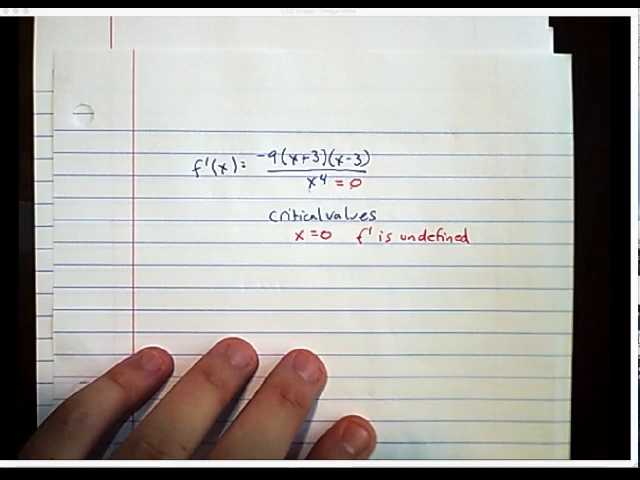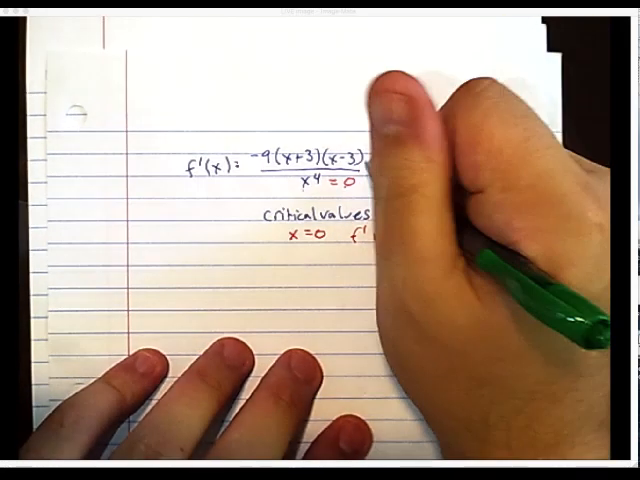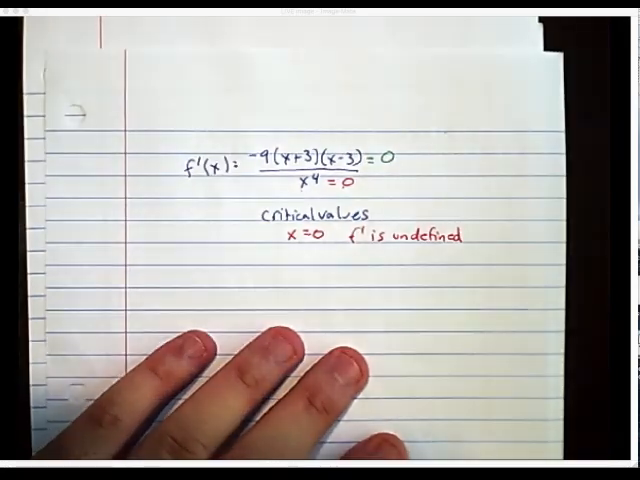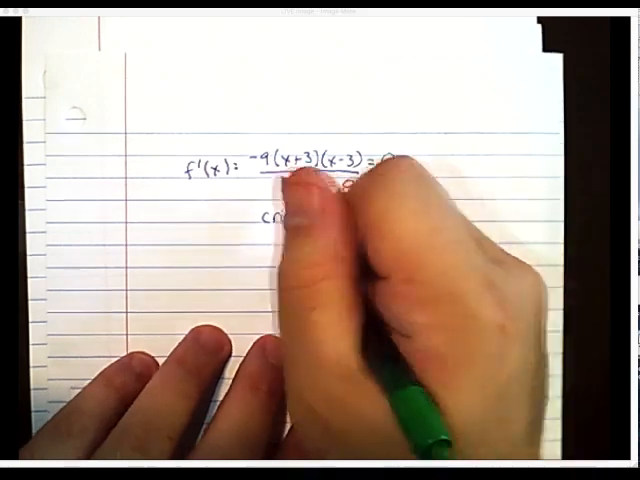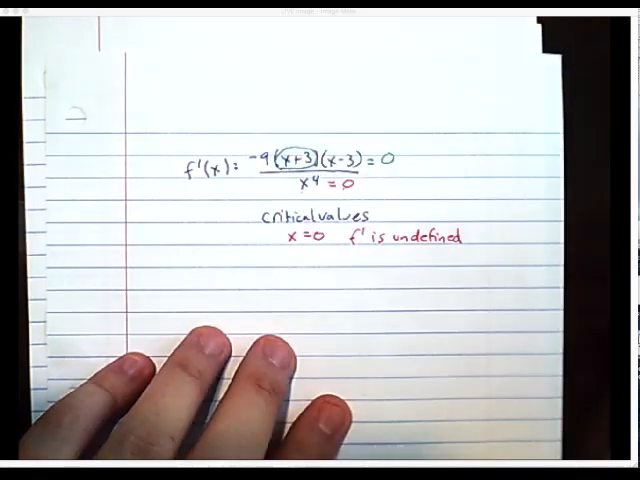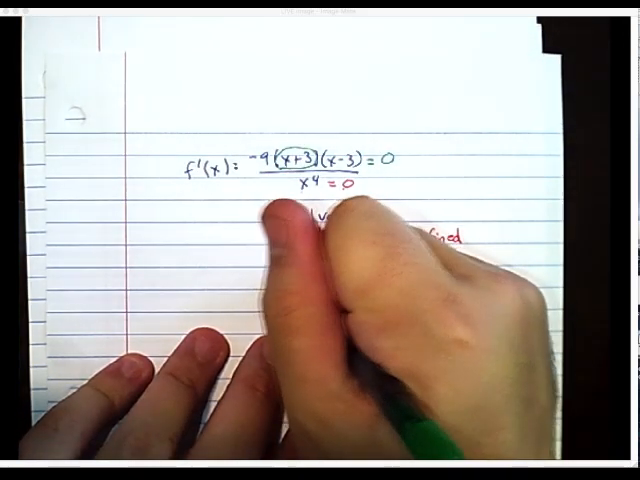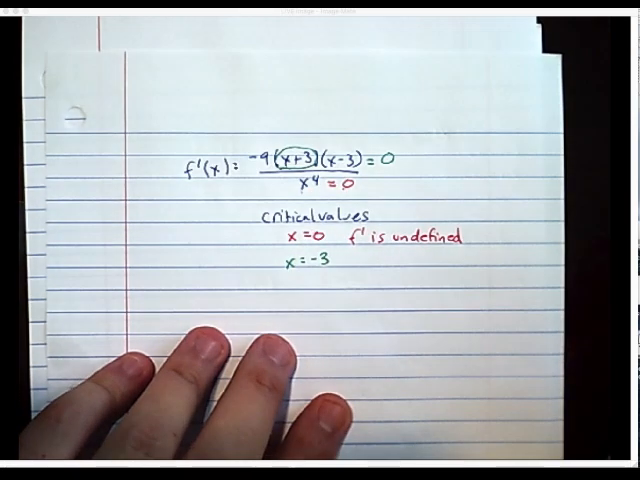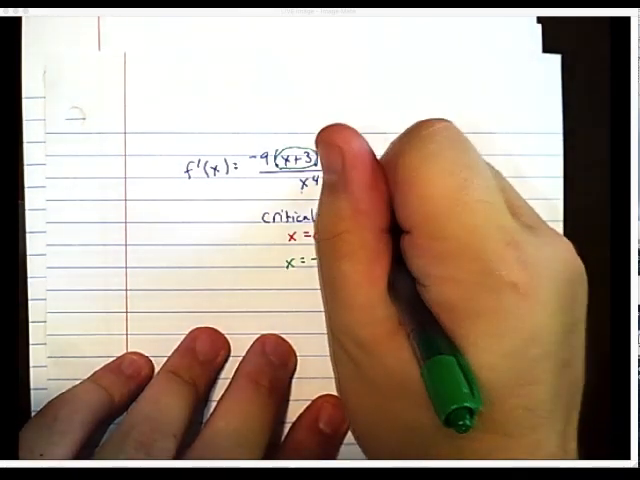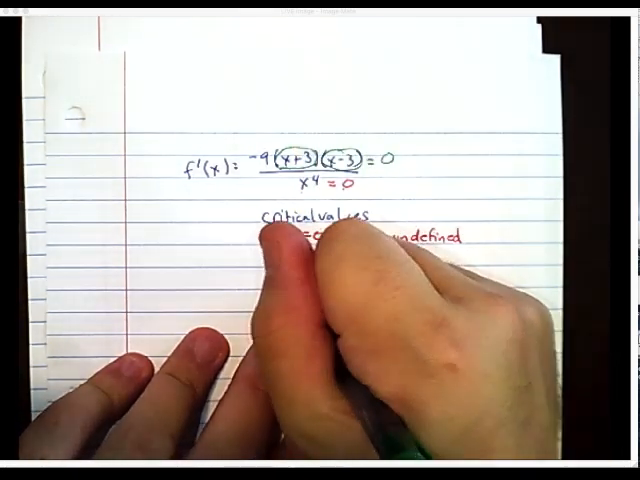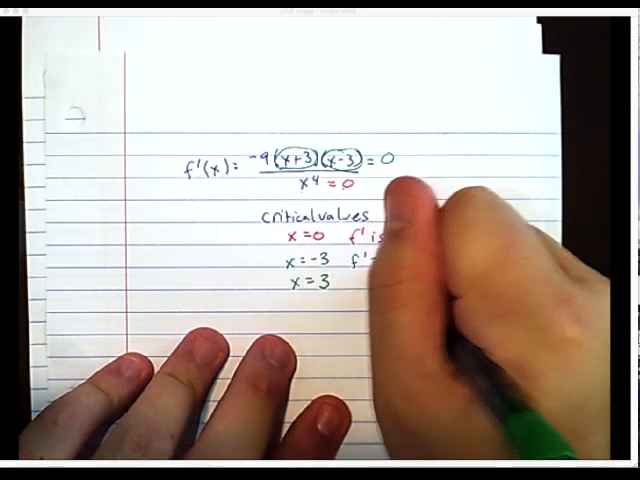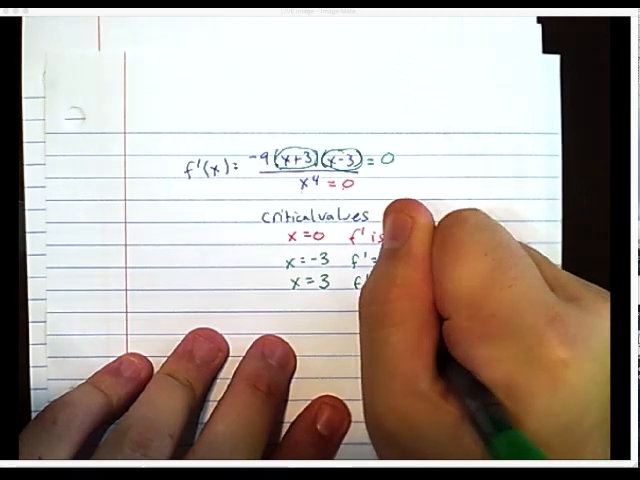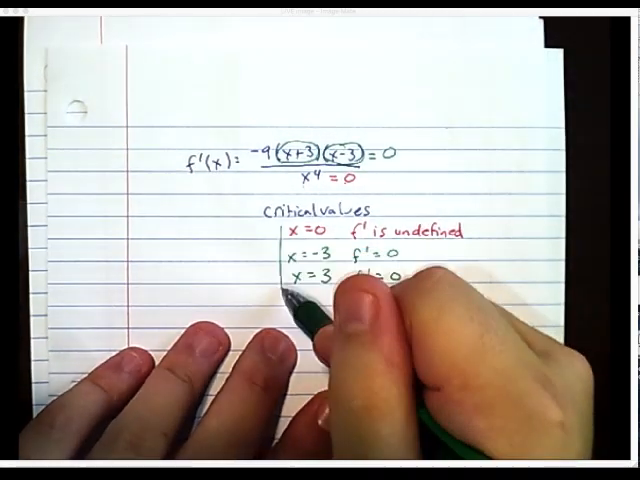Now where's the numerator going to be equal to 0? Well, if you think about this, it would be equal to 0 if that thing equals 0. So that would happen if x was negative 3, or if this thing equals 0, that would be an x value of 3. So at those two numbers, f prime would equal 0. Okay, so these are the three critical values.